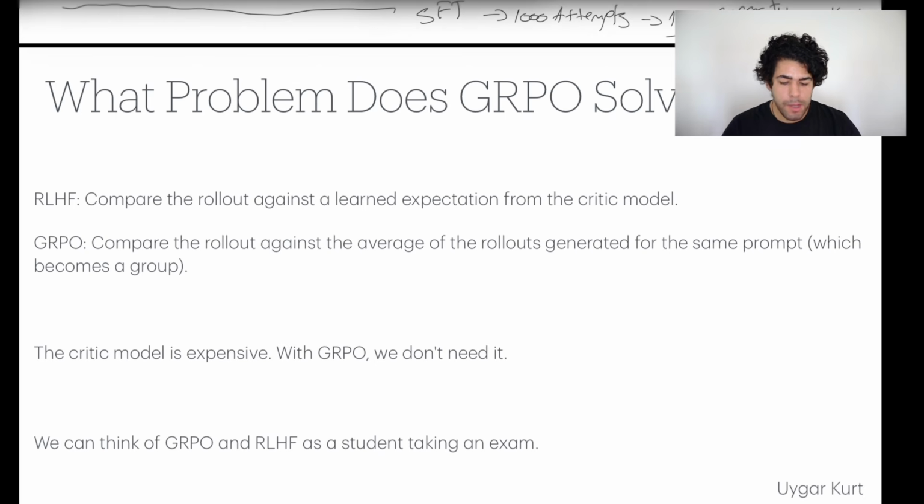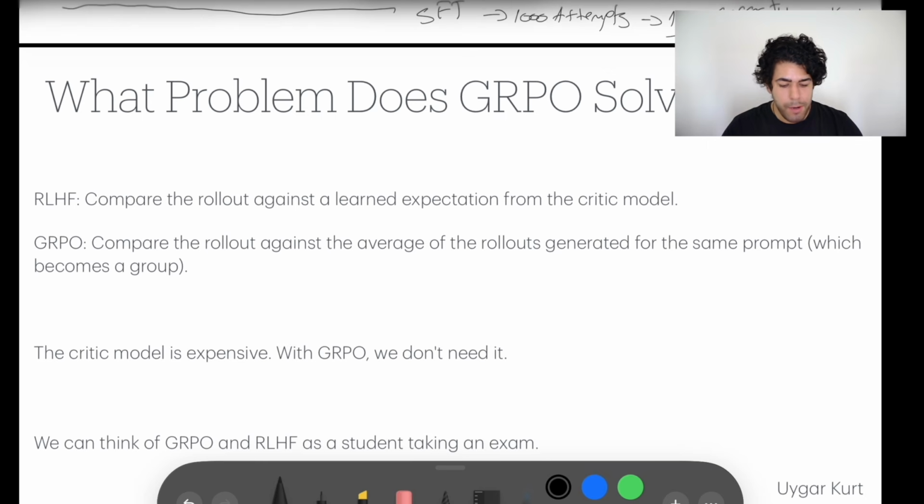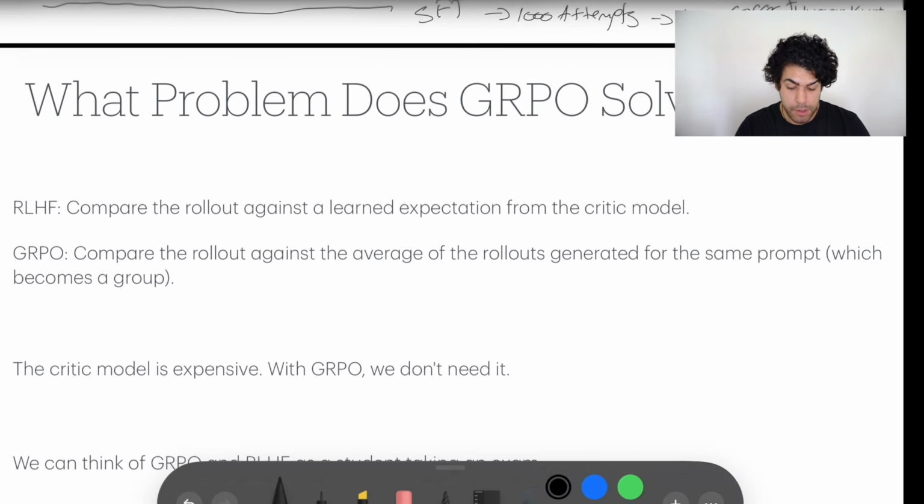So what problem does GRPO solve and why did it come out in the first place? If you want to compare it with something, we have to compare it with RLHF, because it is widely used, it came before GRPO, and it is also a reinforcement learning algorithm. So why GRPO but not RLHF? How RLHF worked is that you have a rollout, which is what your model generates from the prompt you give it. You don't have a gold data set or correct answers in your data set, you only have the prompts. You give the prompt to the model and it generates an answer, which is called a rollout.